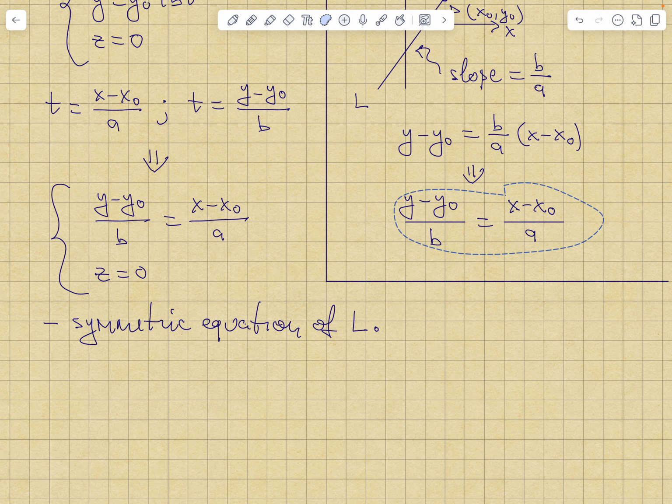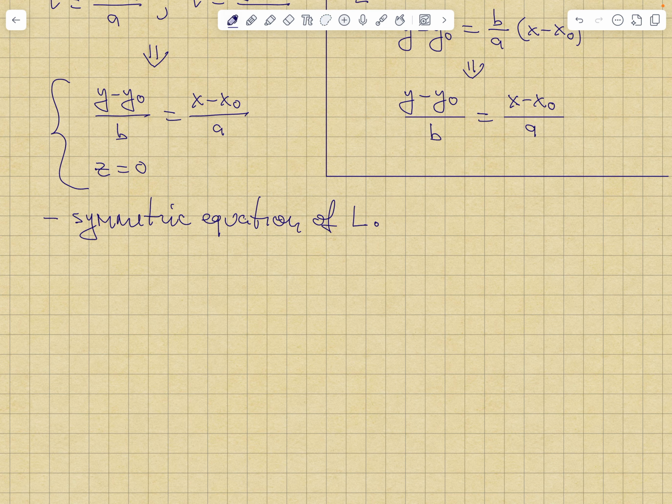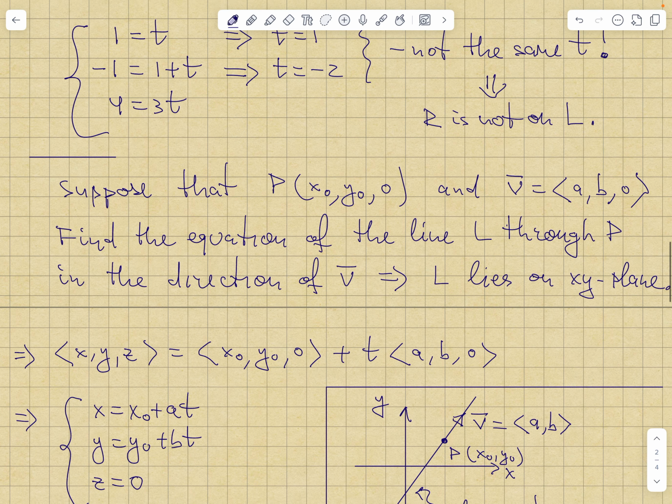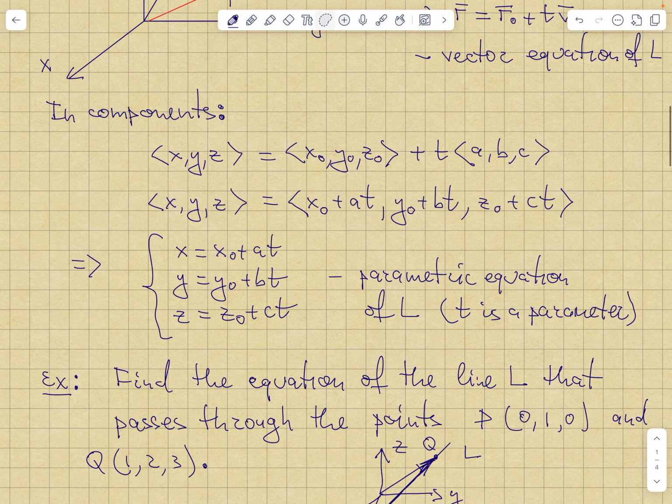Okay, so what happens in a general case? For any line L in 3D, so far we looked at the line that lies on the xy plane. And so if I look at any other line, then we can just copy our parametric equation of a generic line.